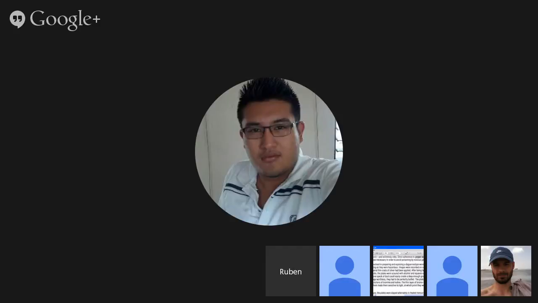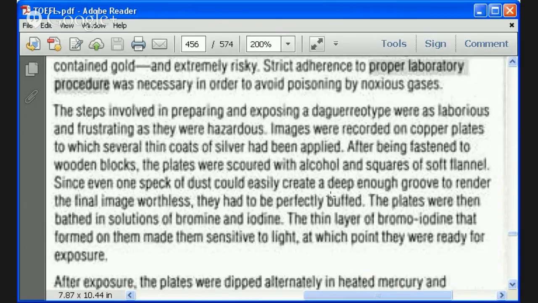Either skirt with alcohol and squares of soft flannels, since one speck of dust, if this has a little layer of dust, will interfere in the final image in the render. It says in the passage. I would say that is letter D. Okay, but I have to figure out why the plates are buffed, not why anything else happens.